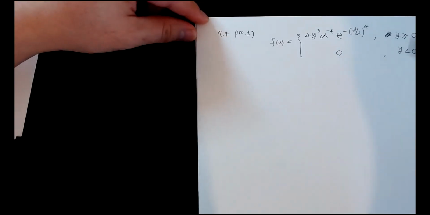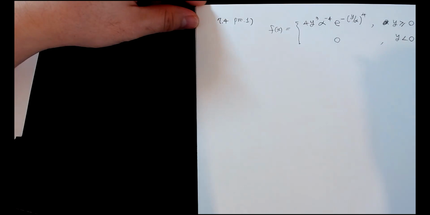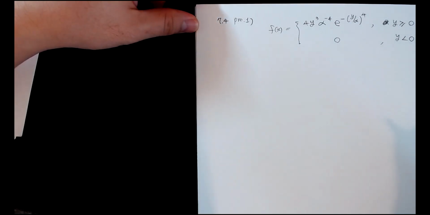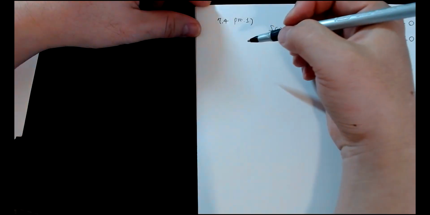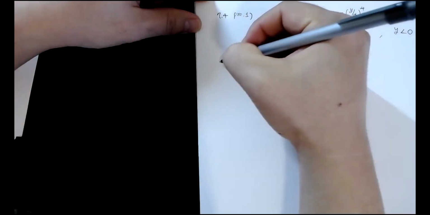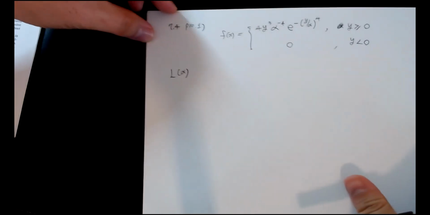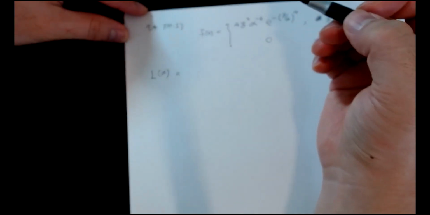Let's see. So first we need to figure out the likelihood function, right? The L of alpha is going to be the product, i goes from 1 to n, of f of xi and alpha, right?